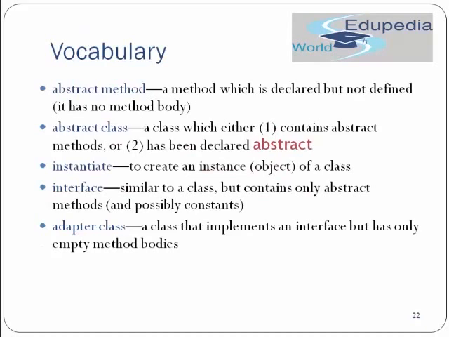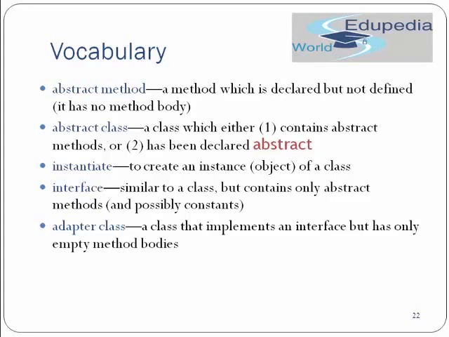Okay guys, I hope that you have understood the concept of abstract classes and interfaces. So far we haven't done any live example, but I'll be doing a live example of interface and abstract class in the next tutorial. So we'll just recap the vocabulary. An abstract method is a method which is declared but not defined. It has only the method signature. Then we have an abstract class: a class which either contains an abstract method or has been declared abstract is called an abstract class.